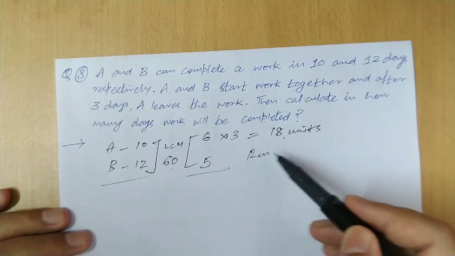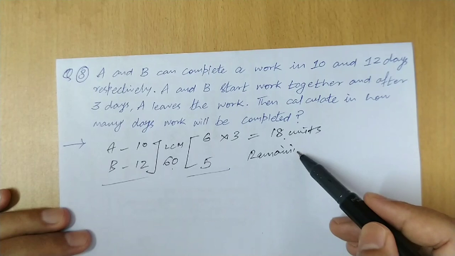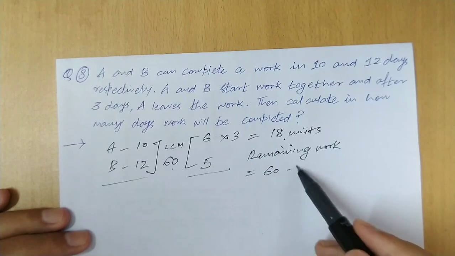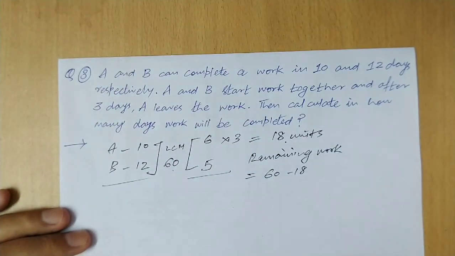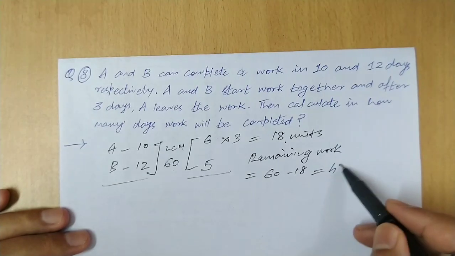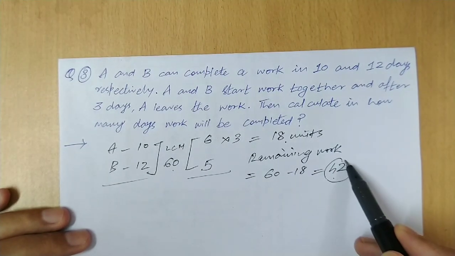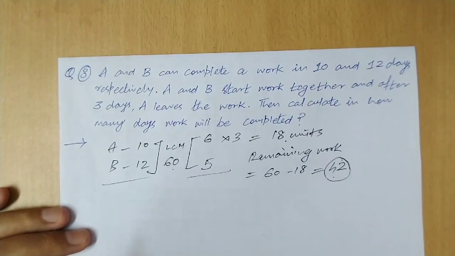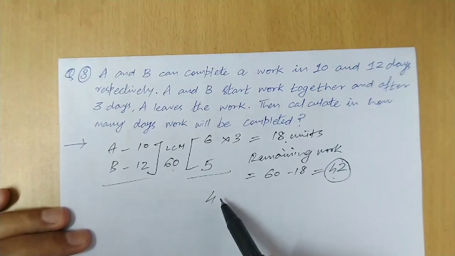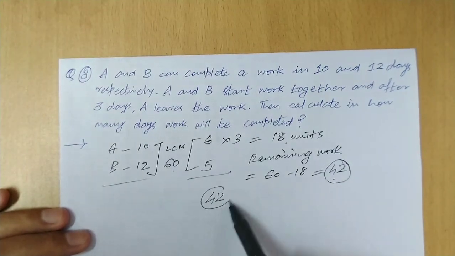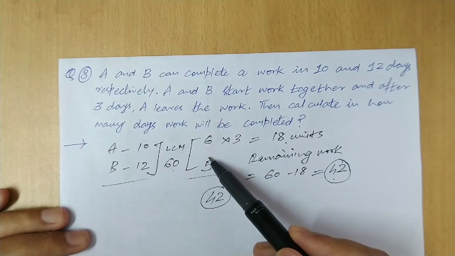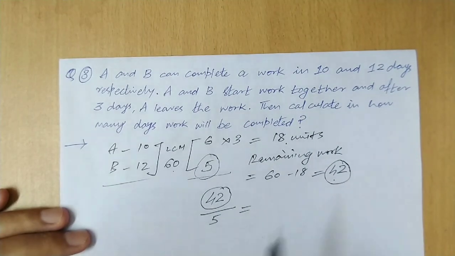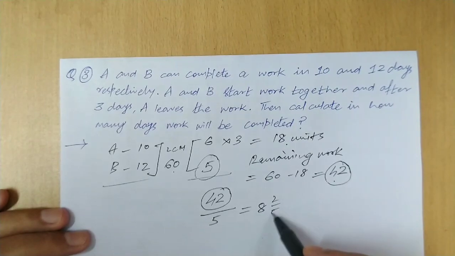Now the remaining work is how much? 60 minus 18, which is completed by A, we get 42. Now this 42 is completed by B. That means B starts the work along with A and he completes the whole work. So this whole 42 units is completed by B alone, and we know the efficiency of B, which is 5. So 42 divided by 5, we will get 8 and 2 by 5 days.